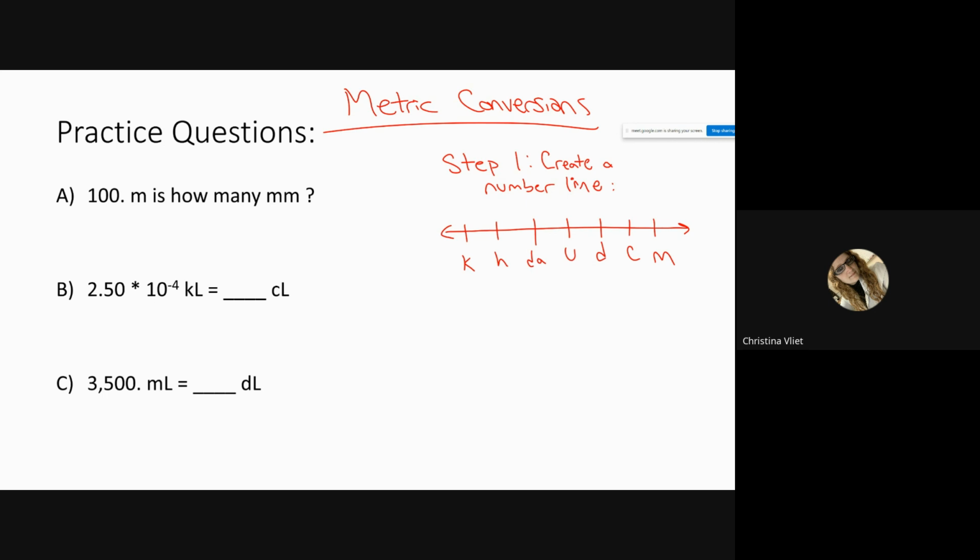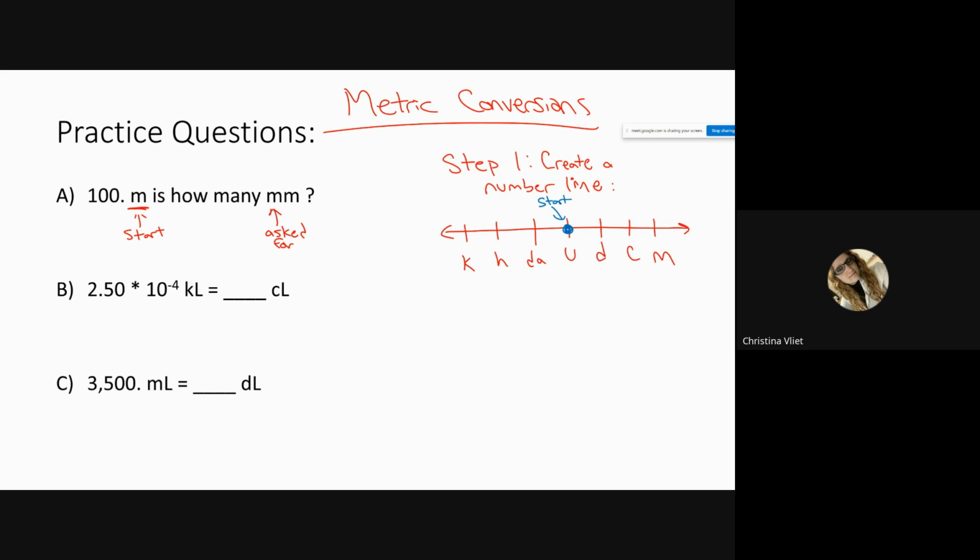So create a number line like this. The next thing you're going to do is underline in your question what you are given and what you are asked for. You're given meters in this question, and you're being asked for millimeters. So this is your start. Identify on your number line where those are. Meters is what on your number line? It's one letter, so it has to be the U. This is where we're starting because meters is a base unit. I'm going to do it in a different color just to show that's where I'm starting.